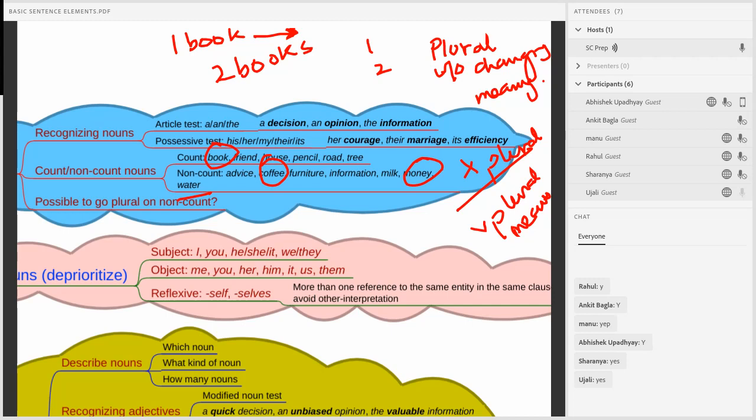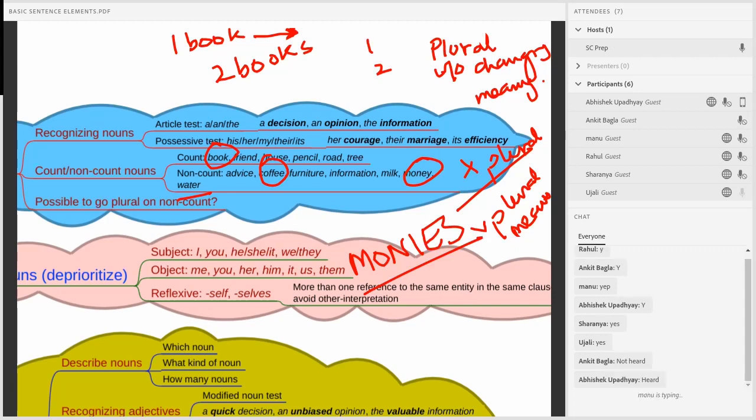Now, quick check. How many of you have heard the word monies? Let me write that down. Monies. Okay, Ankit's not sure. Abhishek's heard of it. Rahul's not heard of it. Fair enough.